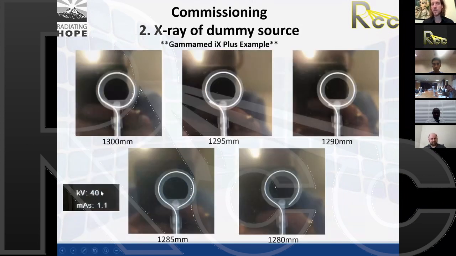Now that we've set it up, we'll take some images. Again, you want your lowest kV possible. This accentuates the photoelectric effect and the differences in effective atomic number between your different media here. And you don't need much mAs. I have 1.1 mAs, 40 kVp. I'm getting great images. Okay, so I can see my dummy source perfectly. These are the images I showed earlier in the presentation.